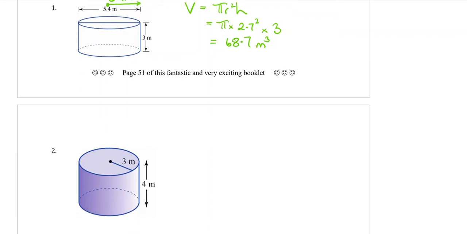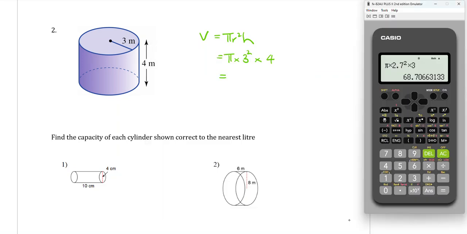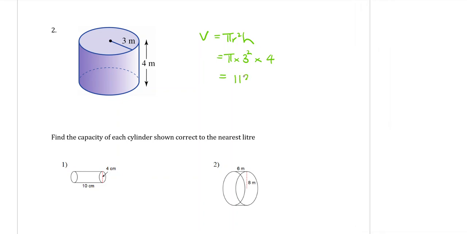Let's try another one. Question 2. We need to find the volume. So it's going to be V equals pi r squared h. What is the radius of that cylinder? That's right. So let's sub it in. Pi times 3 squared. What is the height? Good. Type it in your calculator. Very good. 0.1, and that will be metres cubed.